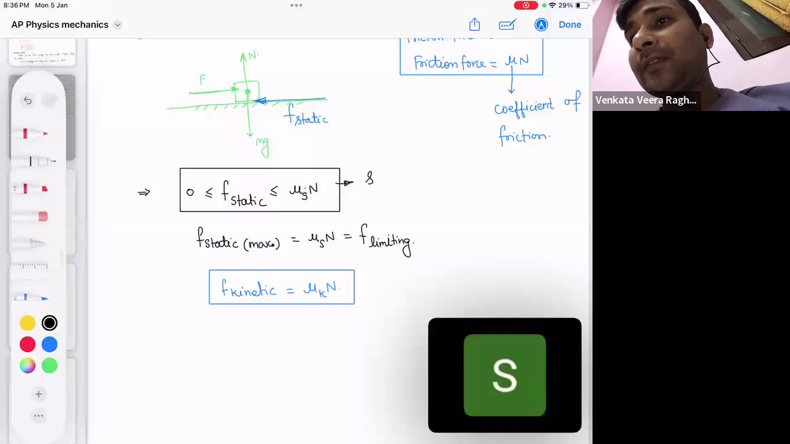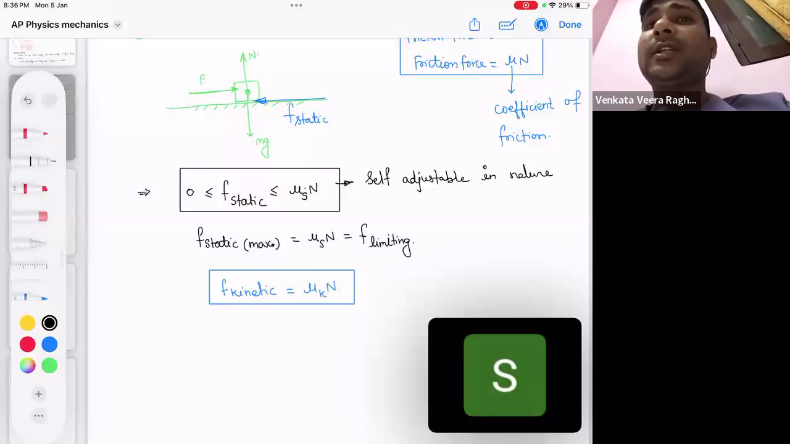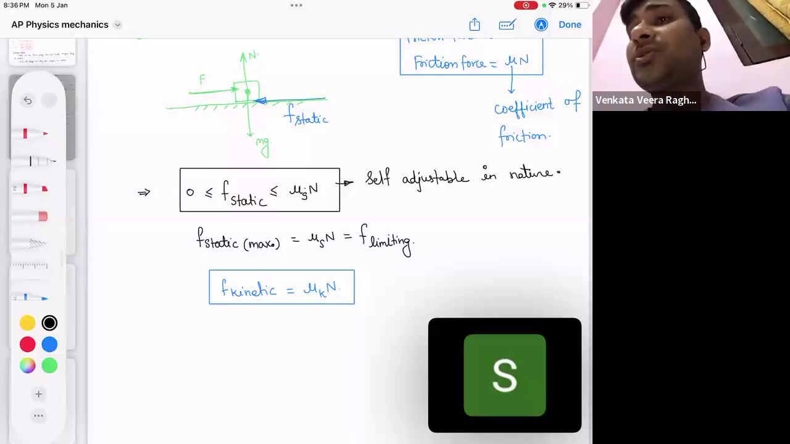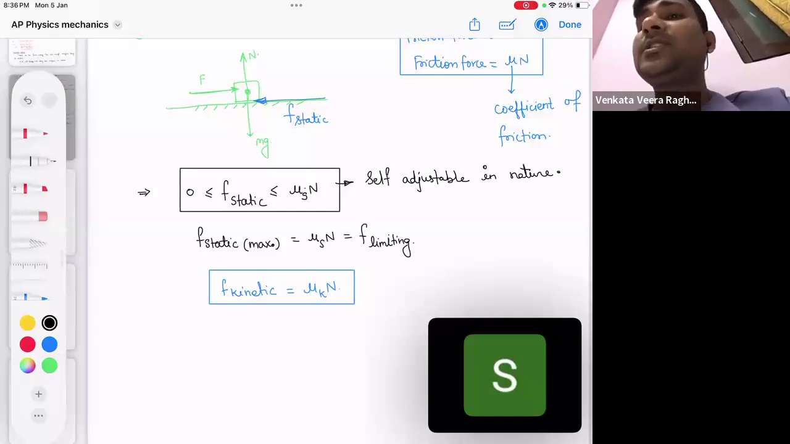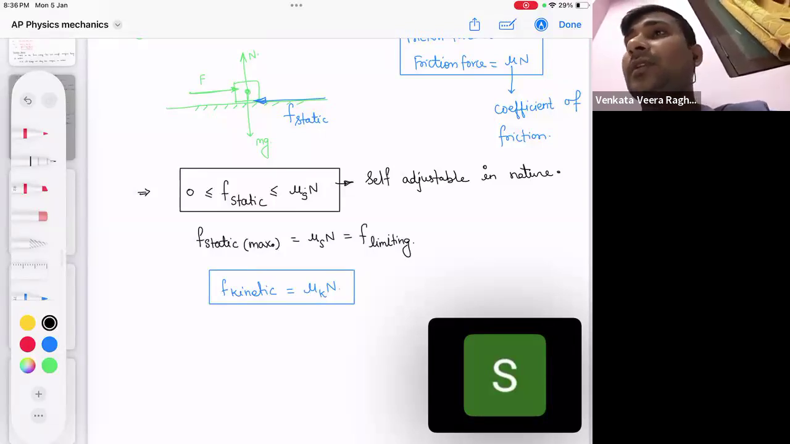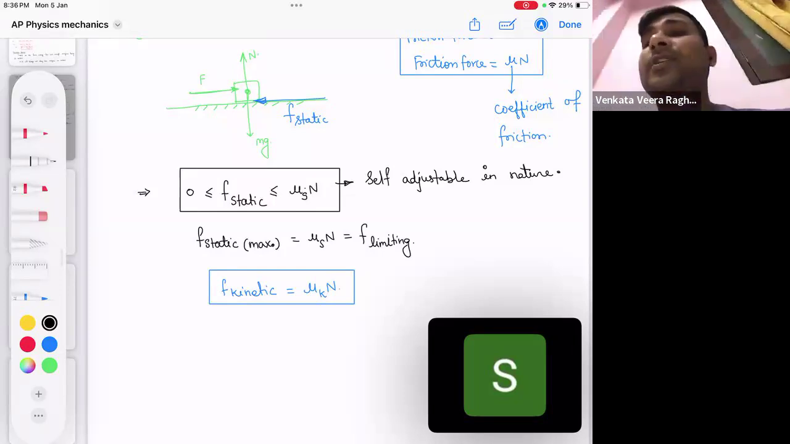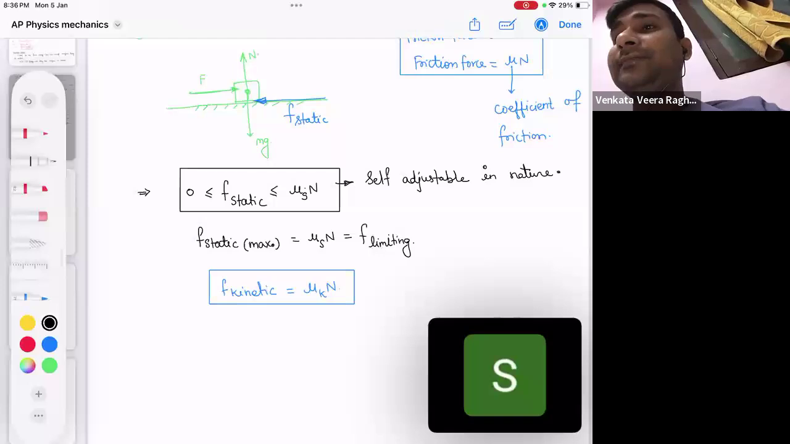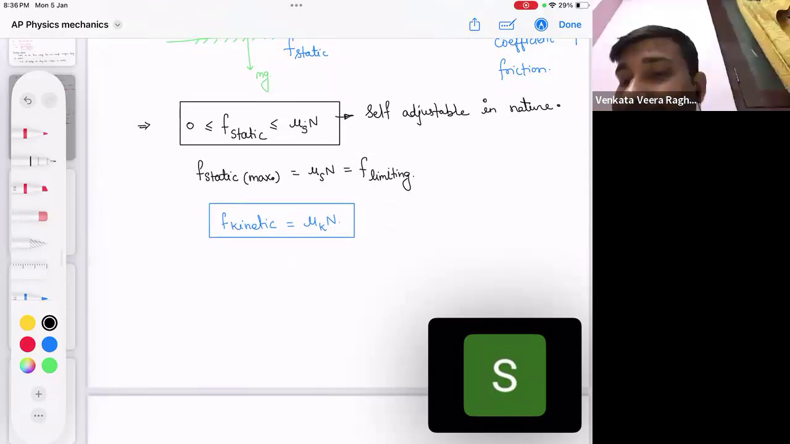That's why you will see static friction sometimes described as self-adjustable in nature. Depending on the requirement of friction to keep the bodies at rest, whatever value is required, that much static friction will be acting. So static friction is adjustable in nature, but kinetic friction has a fixed value. Is that clear? Please tell me, clear up to this?